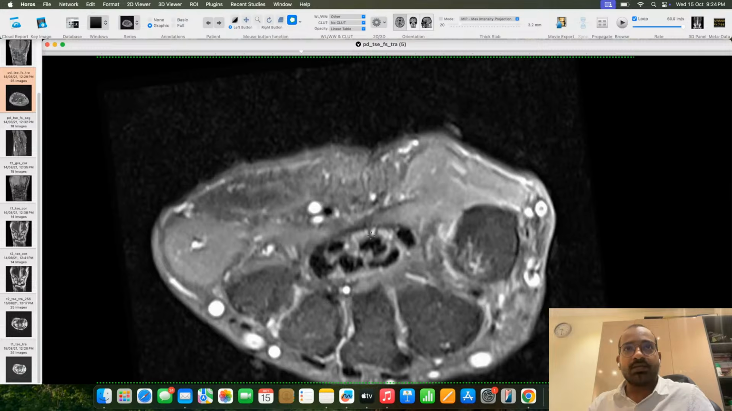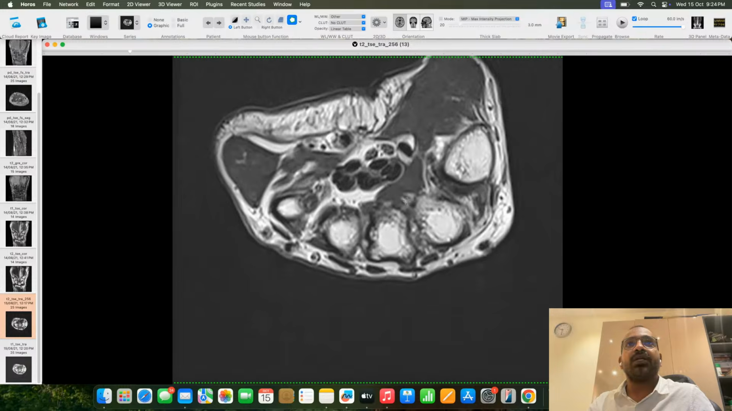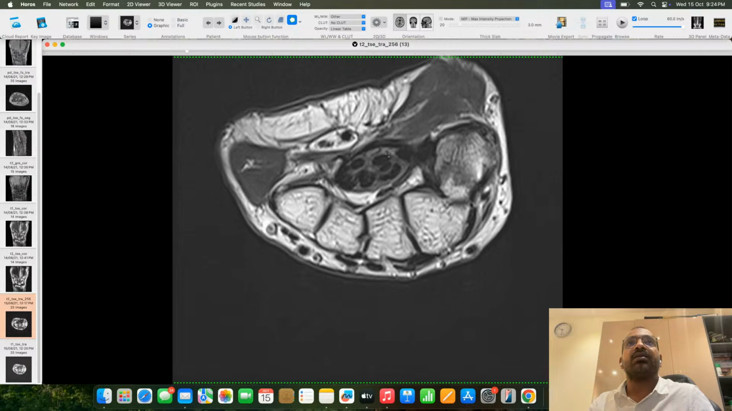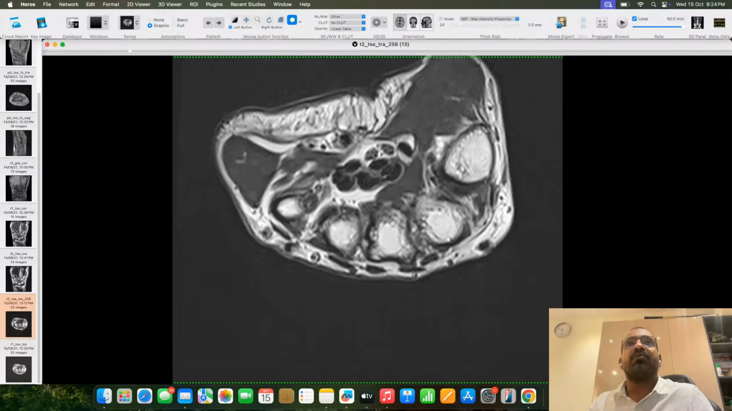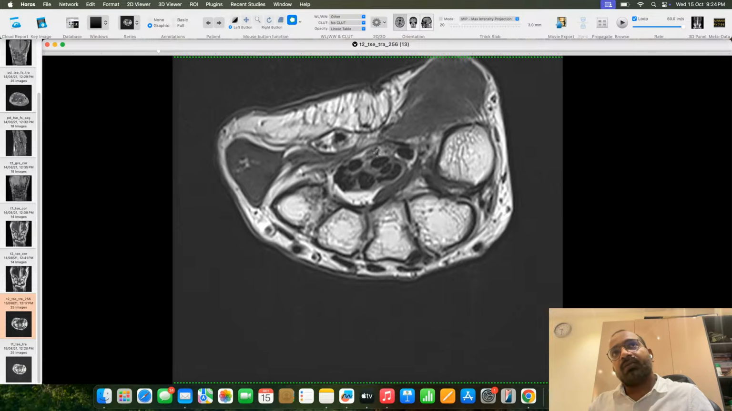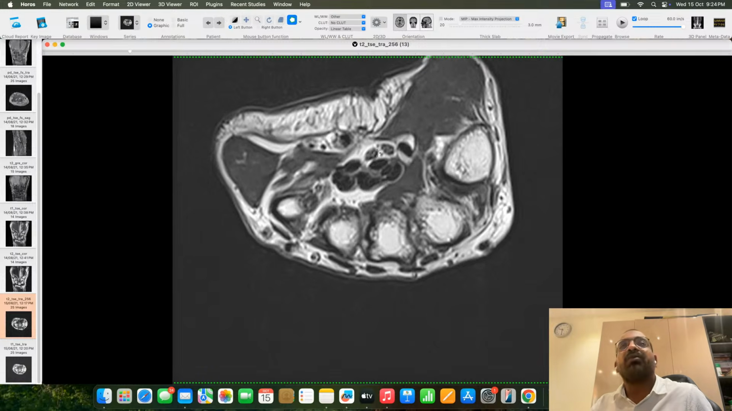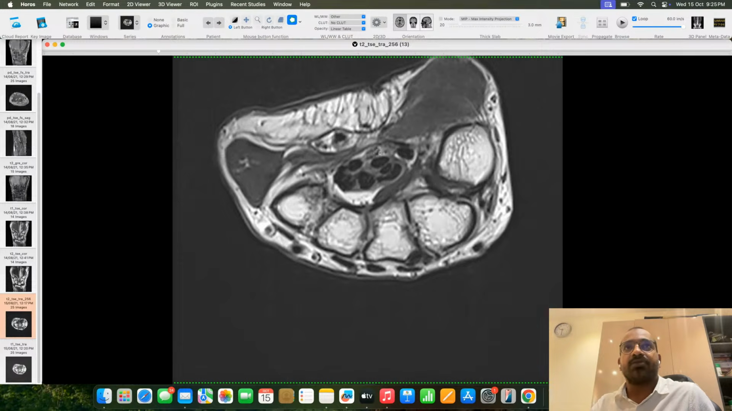What is this bright structure? The same thing I'll show you on T2. If you can see, what is this? And what are these two things? What are these two nerves which are sitting in the carpal tunnel? So this is a bifid median nerve. A bifid median nerve itself is one of the causes of carpal tunnel syndrome.